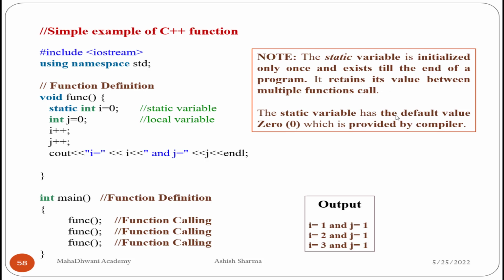The static variable has a default value 0, which is provided by the compiler. If you are not writing 0 here, it will not give any error. It will be initialized by 0 by default by the compiler. Default means automatically by the compiler.